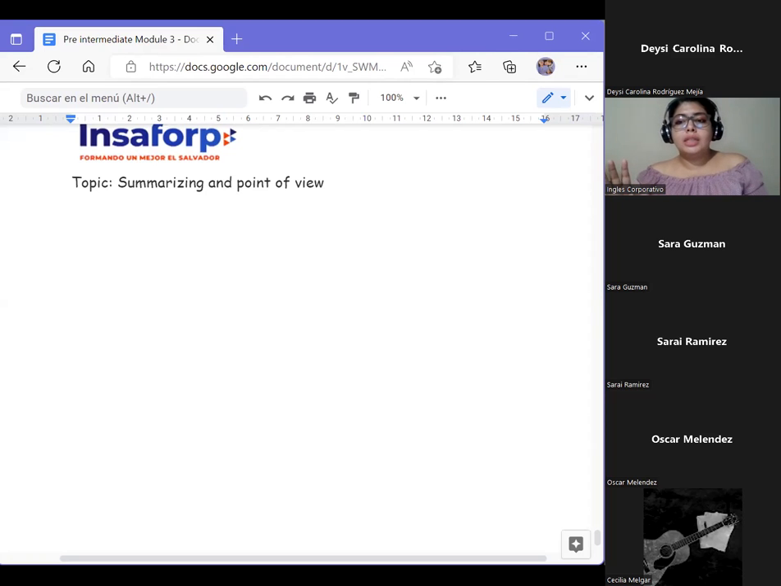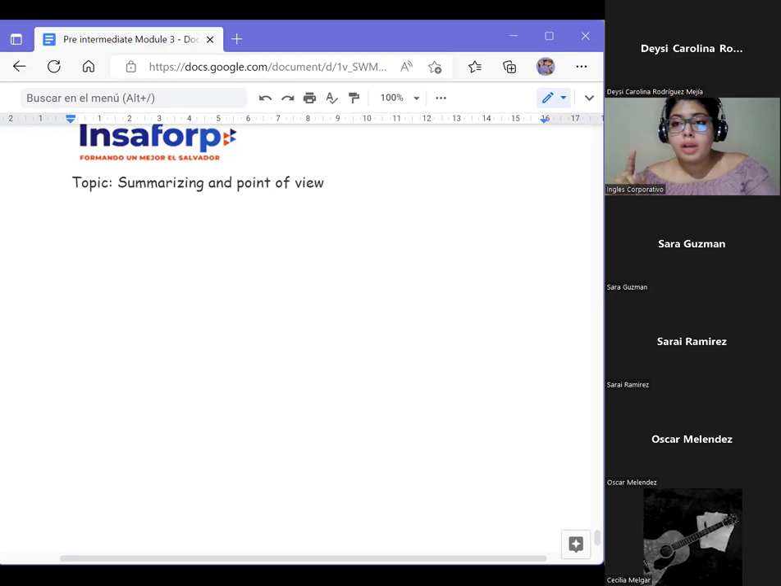So, the first thing that we are going to talk about is what is summarizing? In that case, we are going to see what is the action of summarization. Vamos a ver cuál es el objetivo o qué significa hacer un resumen. Y obviamente vamos a ver muchas diferentes partes en las que vamos a hablar de qué debemos hacer, cómo debemos hacerlo, and all of those things.